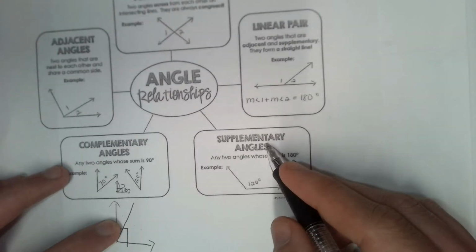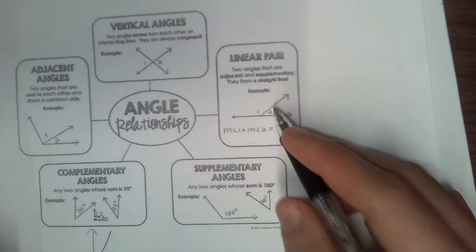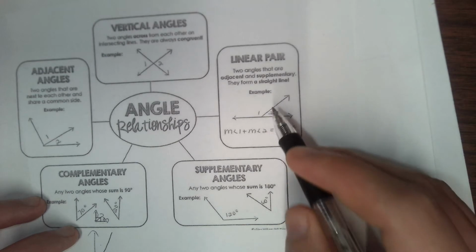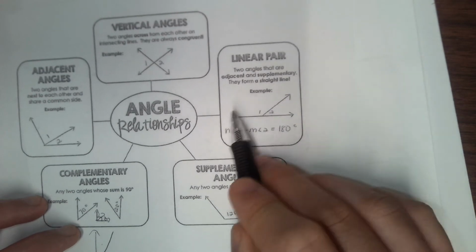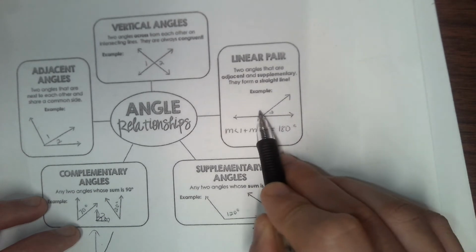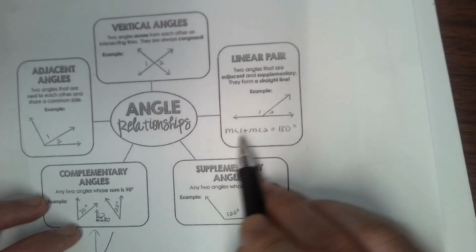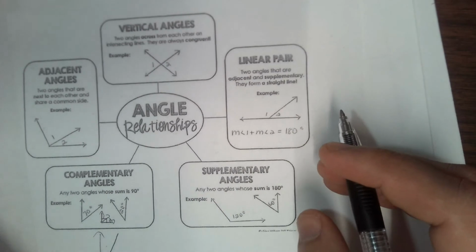Supplementary angles are going to look just like this one, which is also a linear pair, and they're adjacent. These ones are also adjacent. But we're going to use the fact that they're supplementary, that they add up to equal 180. So this is a straight angle, which is 180 degrees, and these two angles are that 180 degree angle split into two pieces. So if you add them together, you'll get 180 degrees.